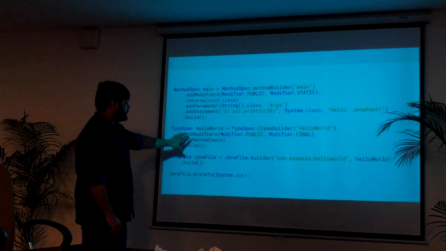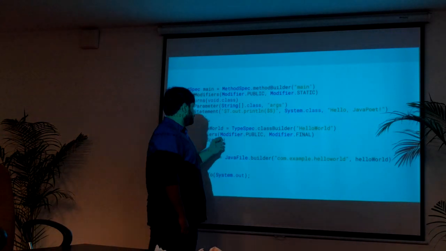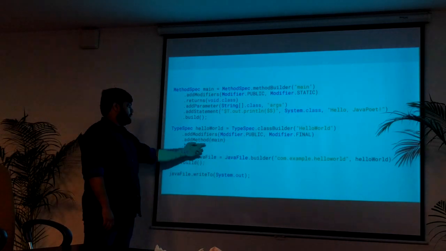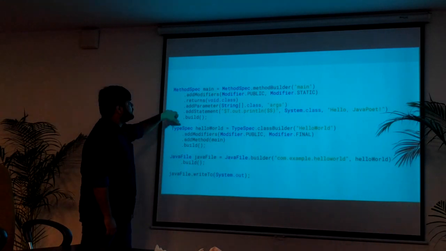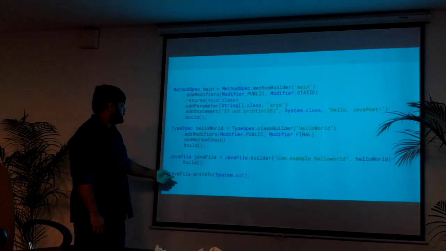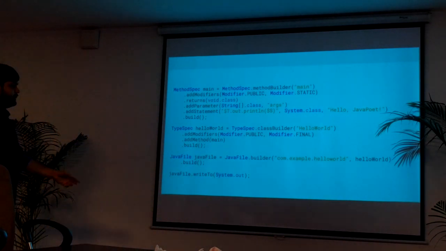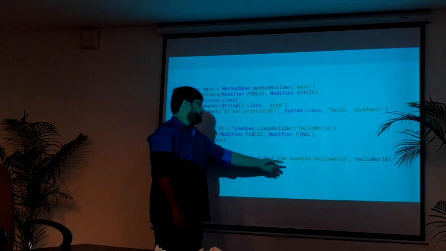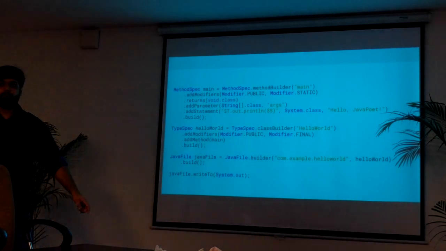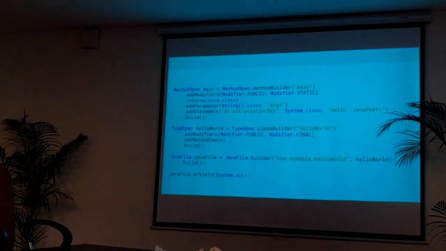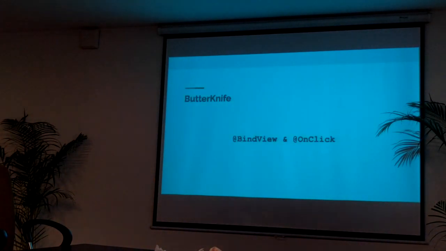Now let's make a class. The class name is HelloWorld. Modifiers here are public and final. Now we'll add the method which was made here. We are adding it here and building it. And at the last, we are specifying the package name and just generating the file. So this is how JavaPoet works. And now I have an example of Butter Knife. Have you used Butter Knife here? Yes, good old days, right? So let's see how Butter Knife works.